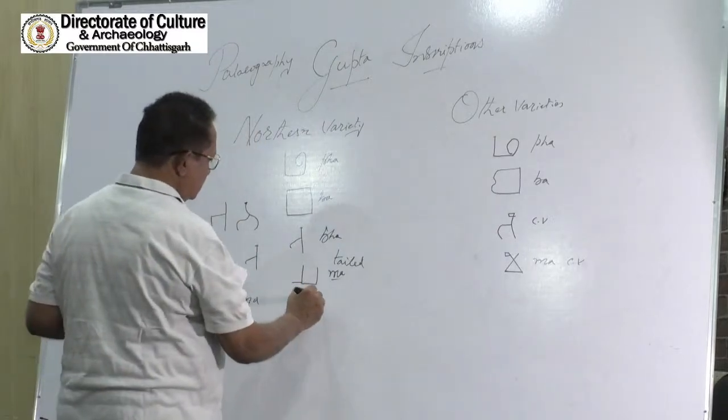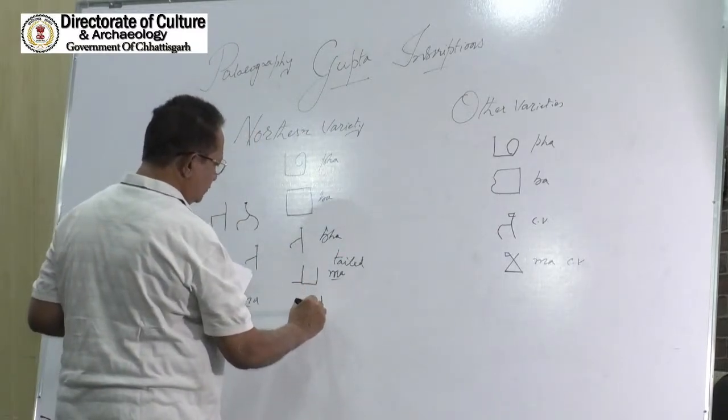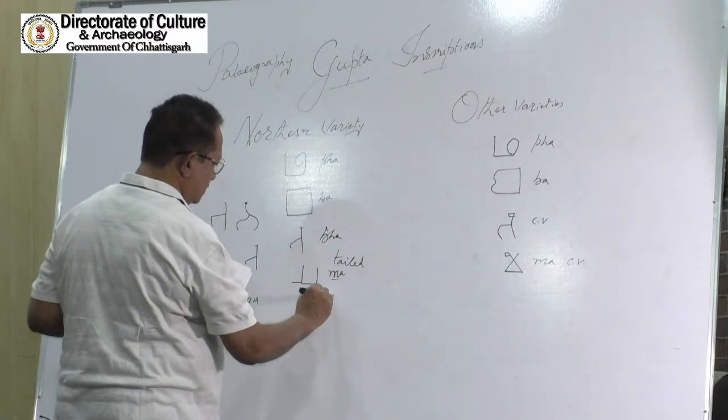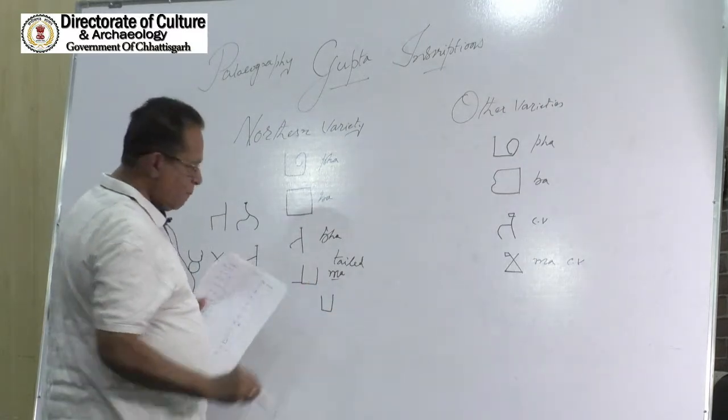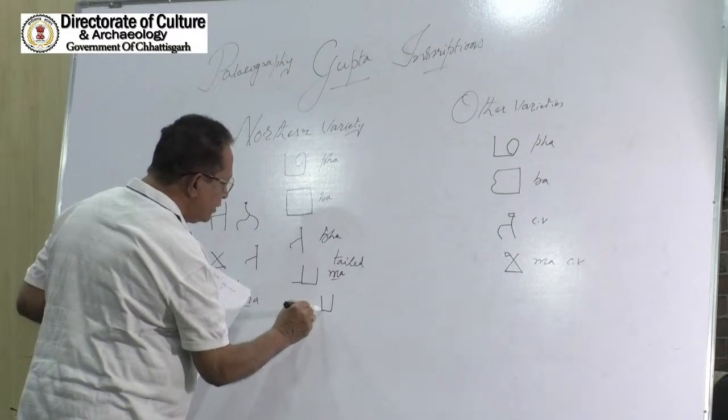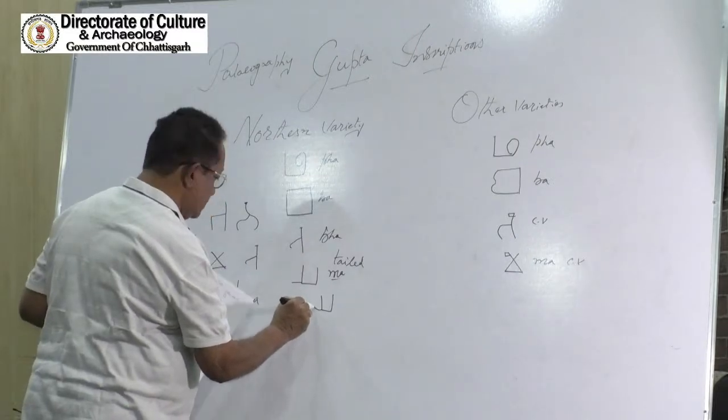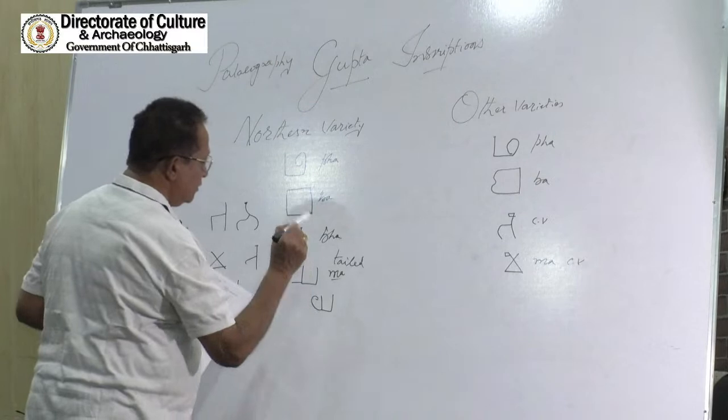Ya is a tripartite Ya. I told you to form it like this. First write like a Pa, and then this curve will always be a little shorter, and then give a curve.